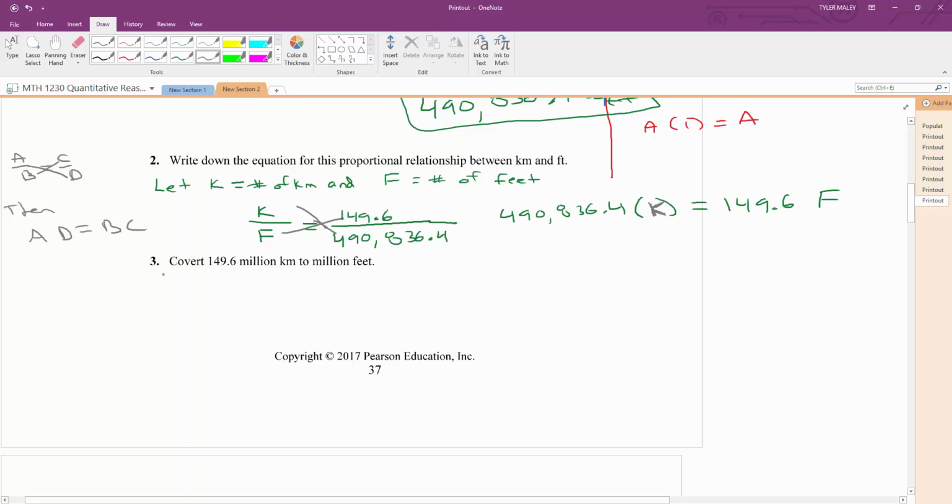And actually looking ahead, if we look at number 3, we want to convert kilometers into feet. So in other words, I want to be able to plug in kilometers to get feet. So this should be my input, and this is my output. So thinking ahead, I want to solve this for F, as I said below. So if I solve for F, I'd want to divide both sides by 149.6.